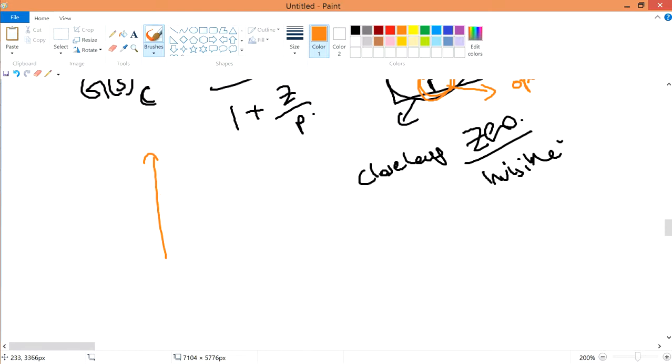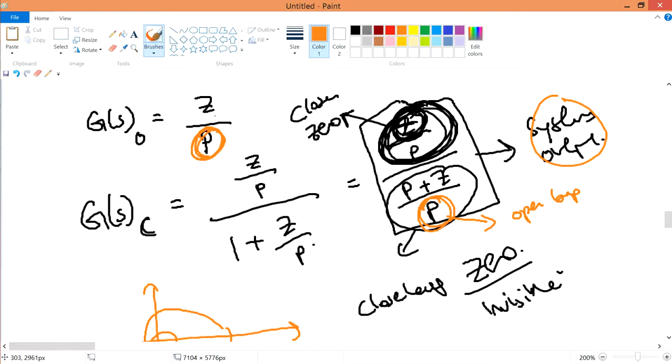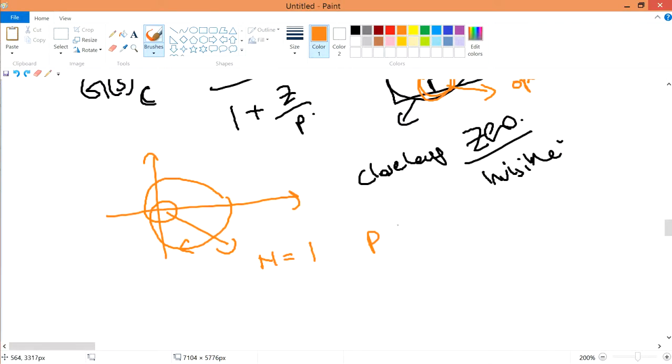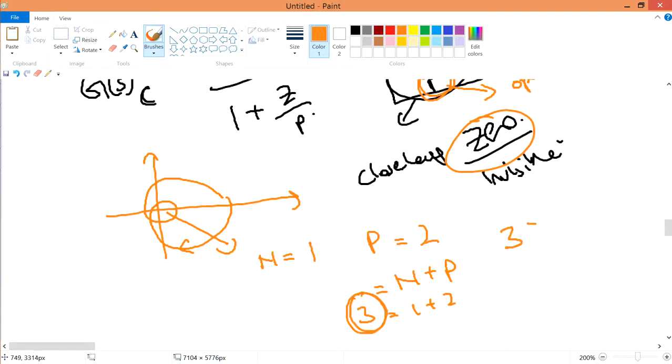plot, the Nyquist plot, and then if it encircles this thing one time clockwise, this means that N is equal to 1. And we know that for this open loop system, the number of poles is simply equal to 2, then N plus P is equal to 1 plus 2, which is equal to 3. So we know that the closed loop zero count now is 3. In fact, 3 is larger than 0, and therefore unstable. Or in other words, the number of zeros is 3, right?